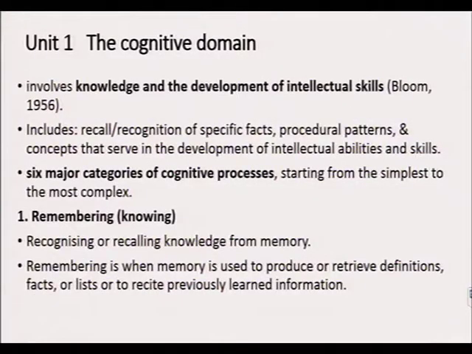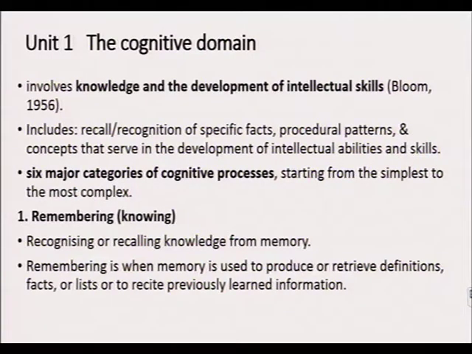I'm Ms. Besaidenout and I'm going to focus today on some of the most important content that we have in this specific module. In Unit 1, I would like to concentrate on the cognitive domain. Now, this domain involves the knowledge and the development of intellectual skills, and it includes recall of specific facts, procedural patterns, and concepts that serve in the development of intellectual abilities and skills. What's important to note is that there are 6 major categories of cognitive processes.